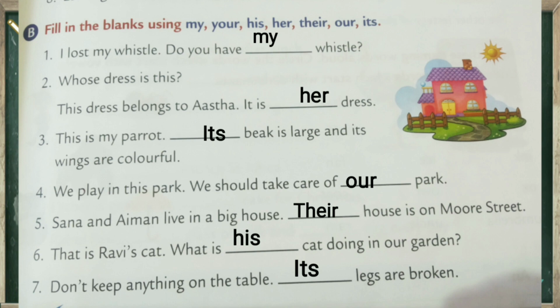Sixth one. That is Ravi's cat. What is dash cat doing in our garden? Here we are talking about the cat, but to whom does it belong? Ravi. So Ravi is a boy. So we use the word his for a boy. So that is Ravi's cat. What is his cat doing in our garden?